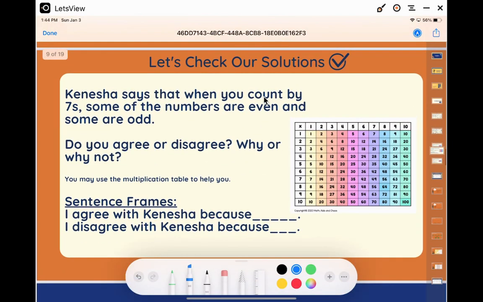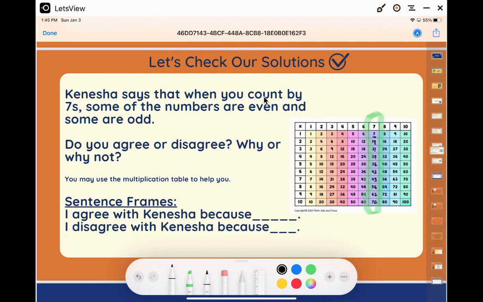Let's check our solutions. Just like we had another problem like this before with Dylan, we looked at the sevens times tables in our multiplication table. And remember, I shared with you the last time we did this that when we're determining whether a number is even or odd, we're looking at the digits in the ones place. And so we have a 7, a 4, a 1, an 8, a 5, a 2, a 9, a 6, a 3, and a 0.